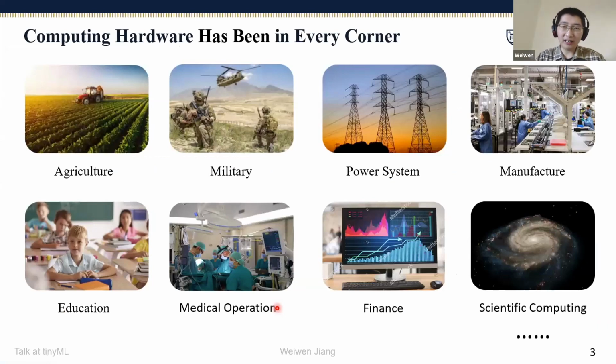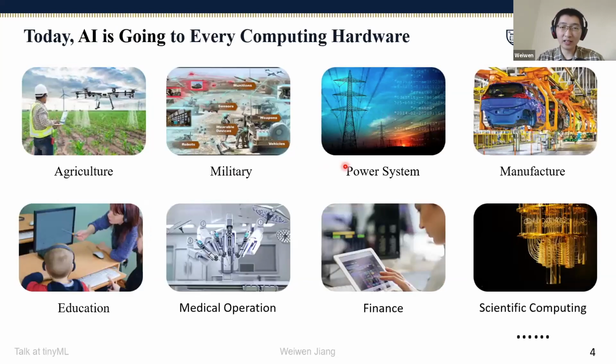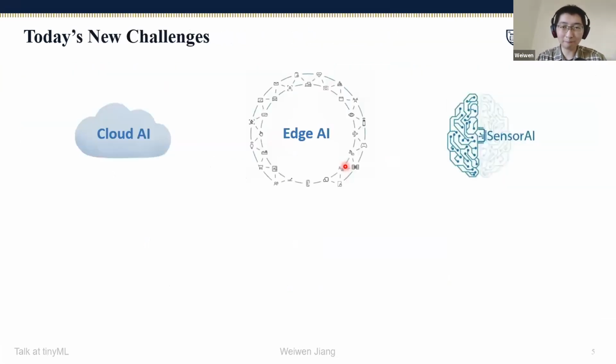As we all know, in the past decades, computing hardware has been widely deployed in every corner of our daily life, such as agriculture, military, power systems, and so on. Computing hardware has greatly improved the efficiency of our daily life. Today, we expect that this computing can not only do its job repeatedly, but also do it smartly. That is, we would like to integrate intelligence into these systems.